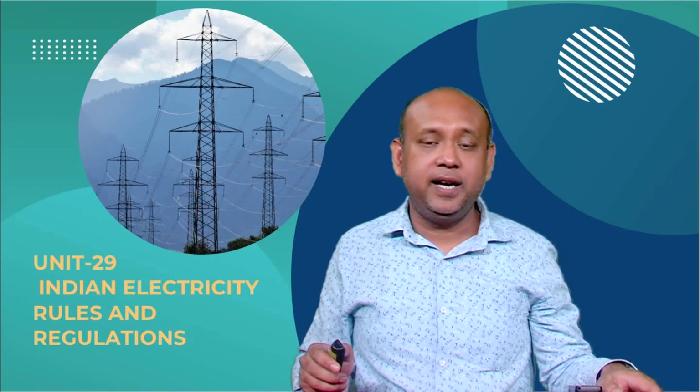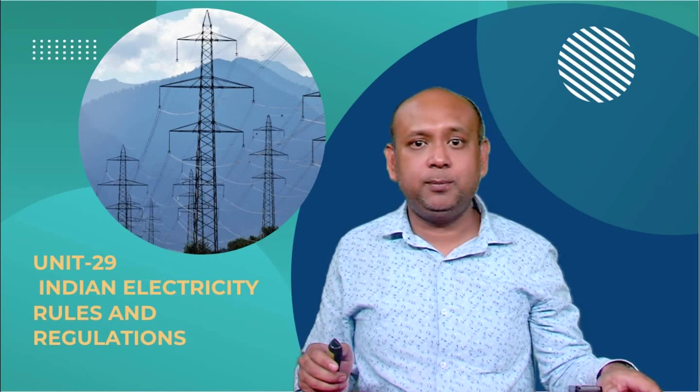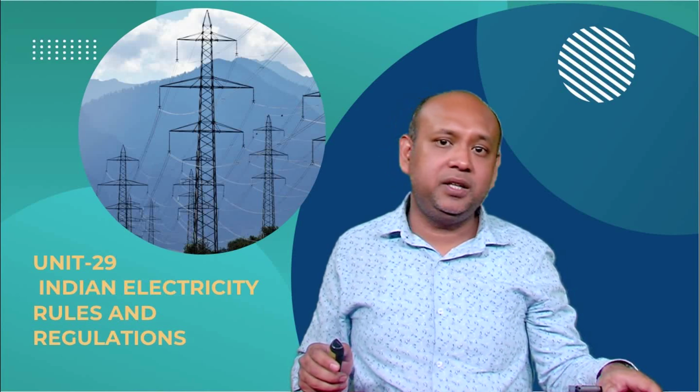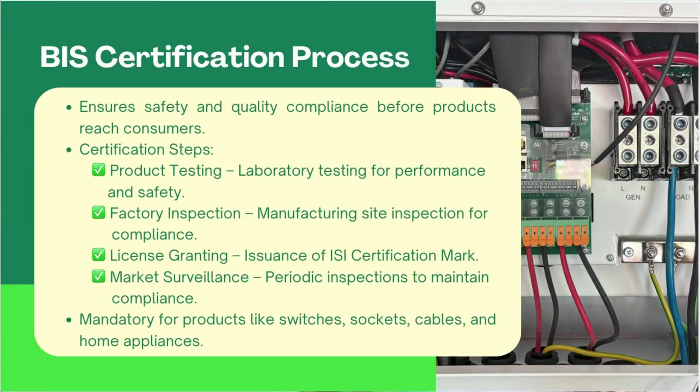BIS follows a structured certification process to ensure that electrical products meet safety and quality standards before they reach the consumers. The certification process involves product testing. So electrical products undergo rigorous safety and performance tests in BIS recognized laboratories. Then we have the factory inspection, where BIS officials inspect manufacturing facilities to ensure compliance with safety norms.